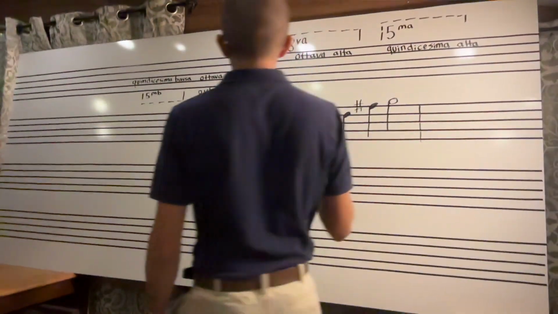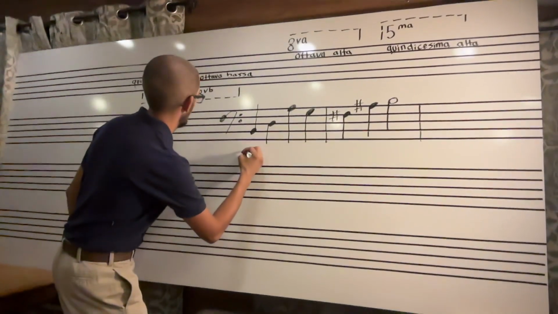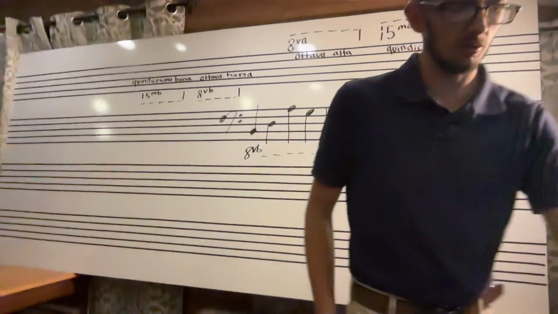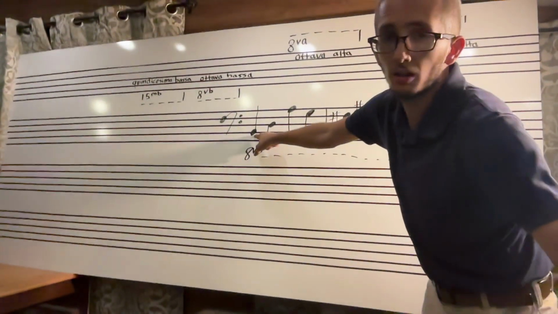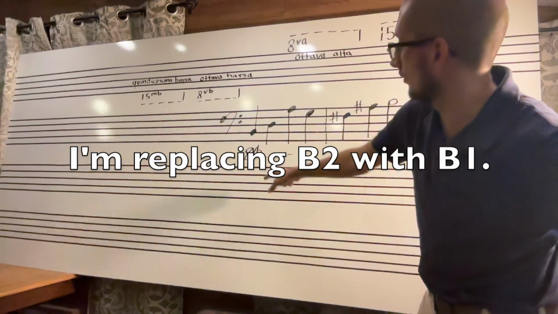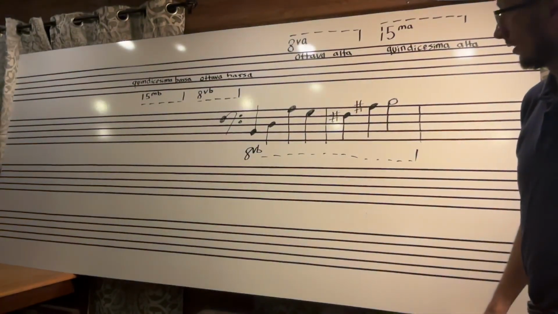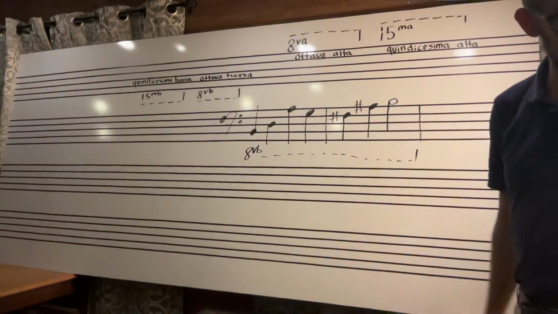Let's add ottava bassa to that. Alright? So let's play that first B as it's written, and then go down one octave. Ottava bassa means to play down one octave. Alright, now let's play this exercise.